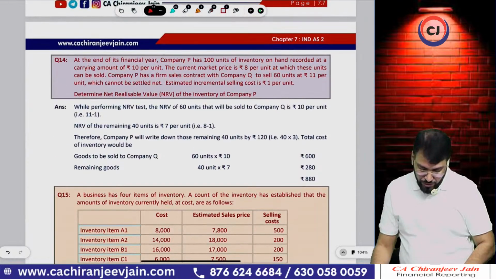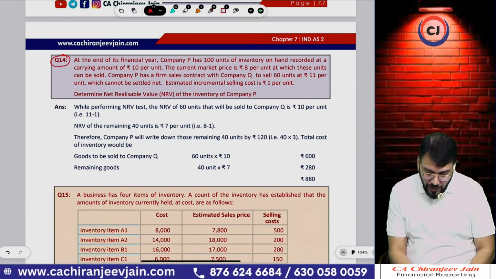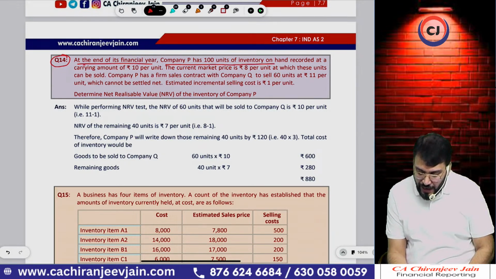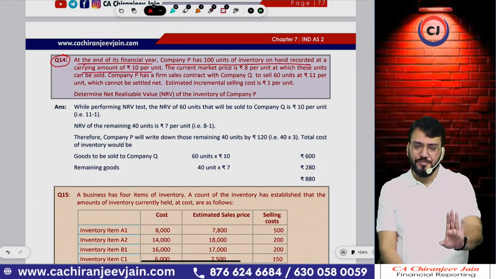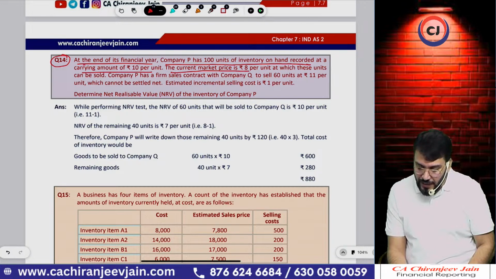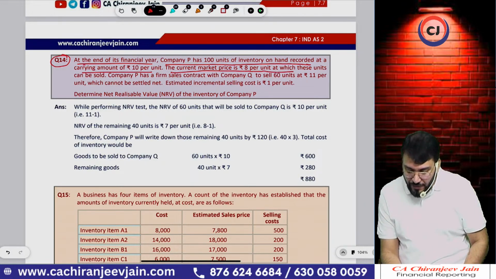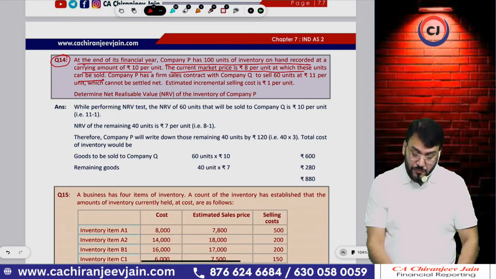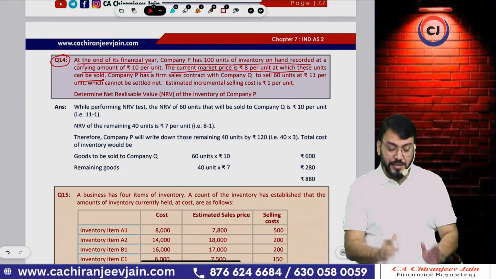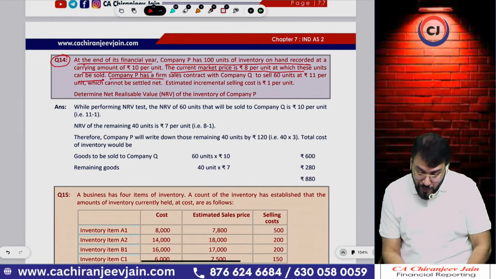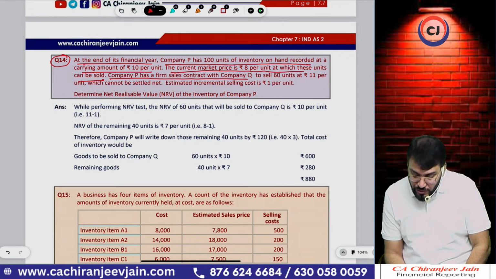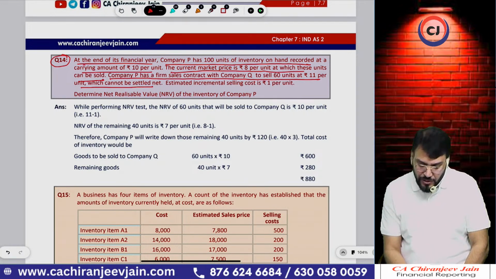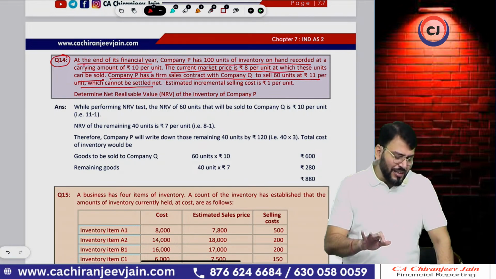Question 14. At the end of its financial year, company P has 100 units of inventory on hand recorded at a carrying amount of rupees 10. So carrying amount becomes cost price. The current market price is 8 rupees per unit at which these units can be sold. This is the market price. Company P has a firm sale contract with company Q to sell 60 units at 11 per unit, which cannot be settled net. Which cannot be settled net means what? It is not a derivative instrument.